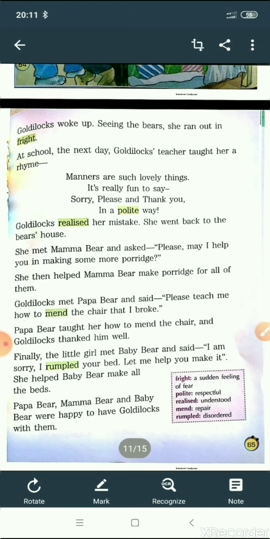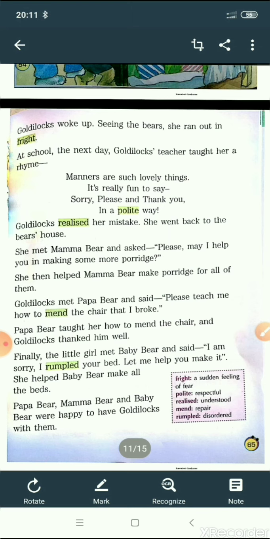Finally, she met Baby Bear, and she said sorry to him. Why did she say sorry? Because she rumpled his bed. So she offered to help him in making the bed, and she helped Baby Bear in making all the beds. In this way, she helped Baby Bear.